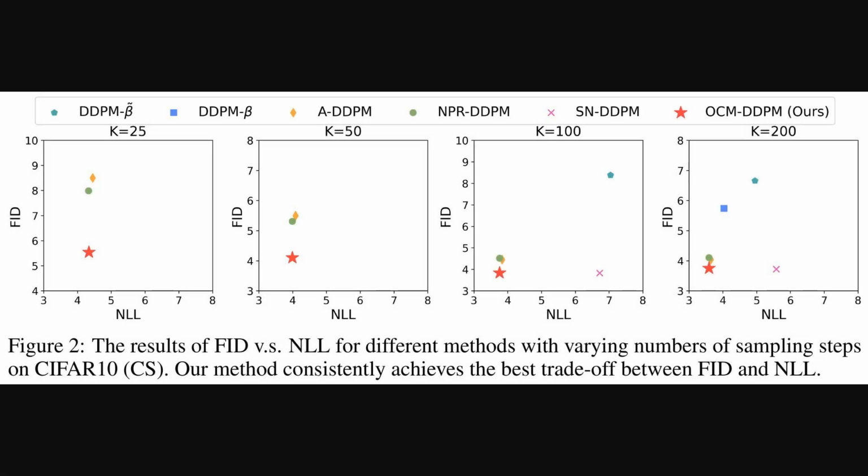Okay, so now these plots in Figure 2 give us a visual comparison of Fréchet inception distance versus negative log likelihood on the CIFAR10 dataset again. Each plot represents a different number of sampling steps, k equals 25, 50, 100, and 200, which are the stages in the generation process. We're looking for points closer to the bottom left, as that means better image quality and model fit. And consistently, the red star, representing the optimal covariance matching method, achieves the best balance between these two scores, especially with fewer sampling steps, reinforcing its efficiency.